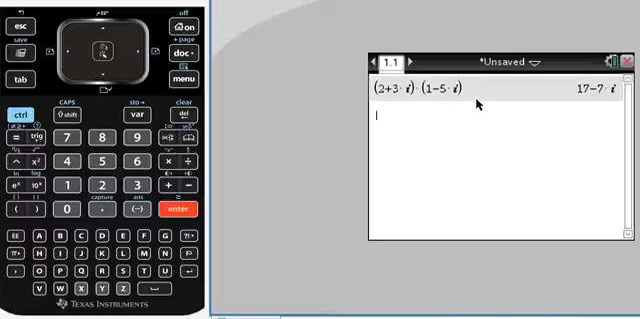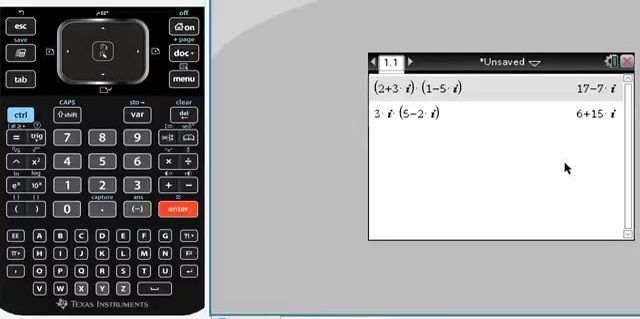Now if you push enter, you'll straight up get 17 minus 7i, which is what we got when we worked that out by hand. So it's a lot less work if you're doing these using the CAS. If you can use the CAS, use the CAS, because it's just going to save you a lot of time. The second example was 3i times 5 minus 2i.